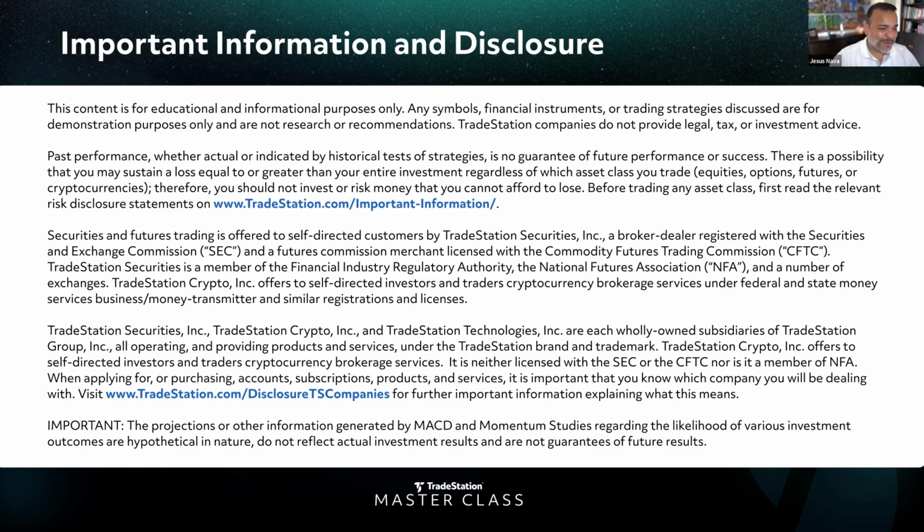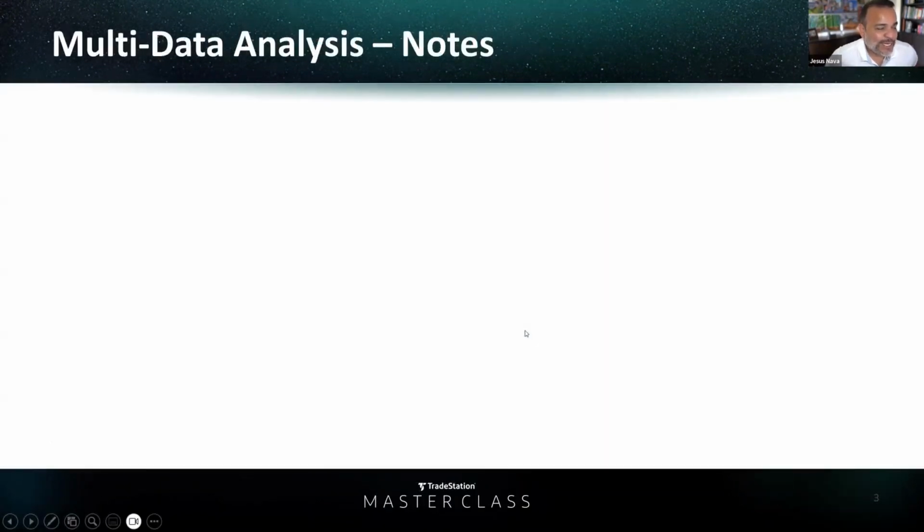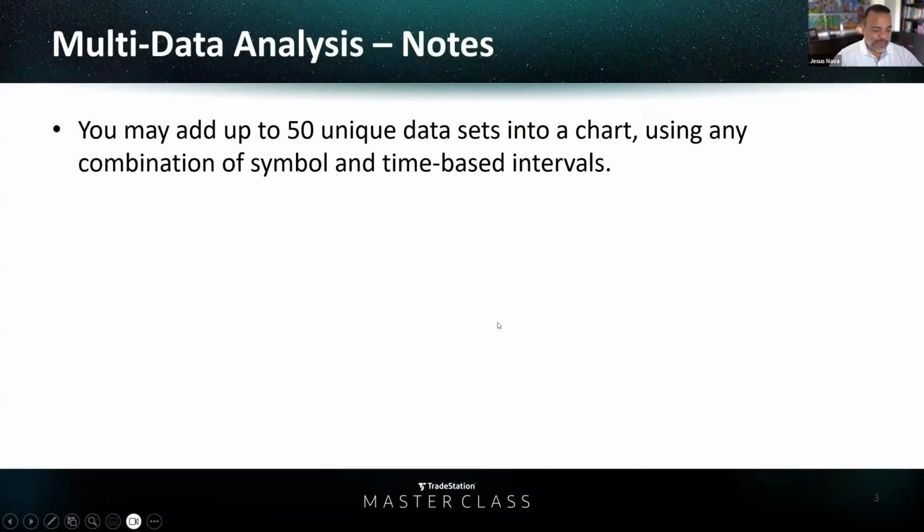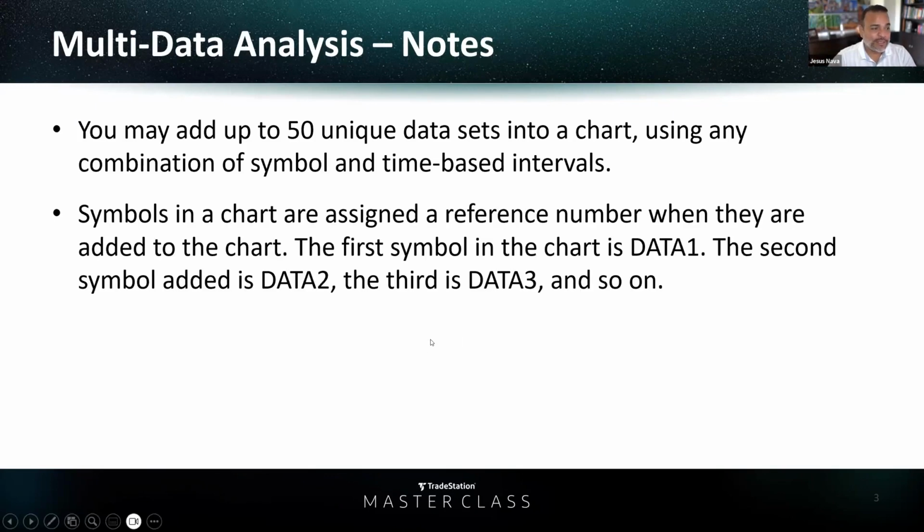So let's go ahead and talk a little bit about multi-data analysis. One of the things that you probably don't know about the TradeStation desktop is that you can add up to 50 unique data sets into one single chart. So we're not talking about maintaining 50 separate charts. We're talking about adding those data streams into one single chart. This allows you to take those prices from 50 different symbols and create calculations and studies that are based on all those data sets.